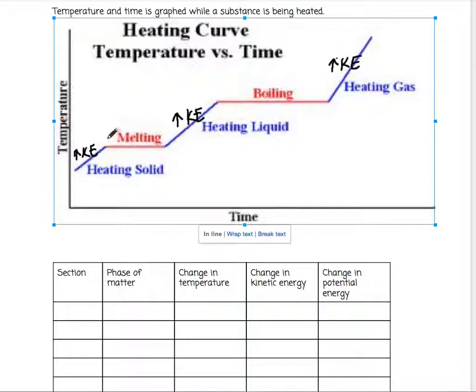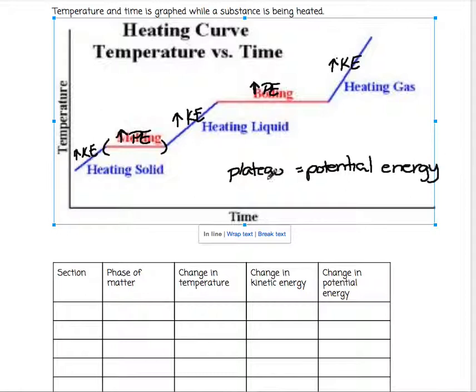KE is kinetic energy. On these flat parts, there is an increase in potential energy. The way I like to remember this is, let's see if I can spell this correctly. Plateau, I think that's right. Potential energy. See the P here? P, and that is where phase change is taking place. Plateau, potential energy, phase change.